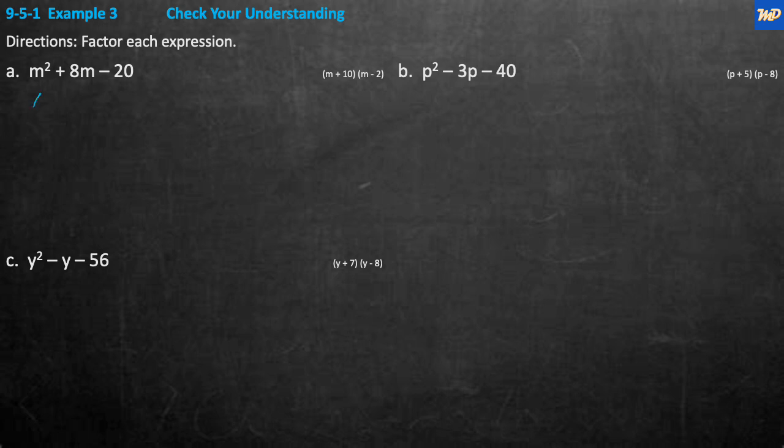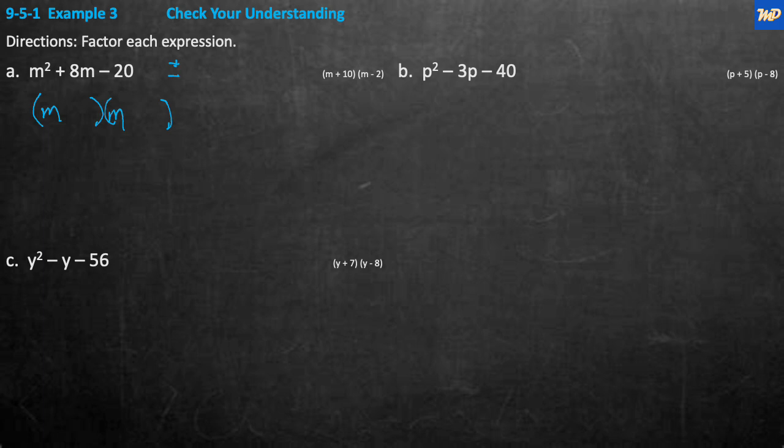For A, sets of parens. M squared. The firsts get m's. Now, what factors of negative 20 can give us a positive? Negative 20 means you have to have a positive and a negative in order to have a negative at this point. And since it's a positive in the middle term, the interesting thing here you need to know is that the largest term has to be the positive term, because you're going to subtract from it and you have to get a positive number. If it was opposite, you'd have a negative number.